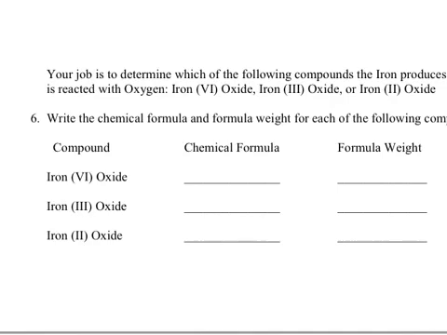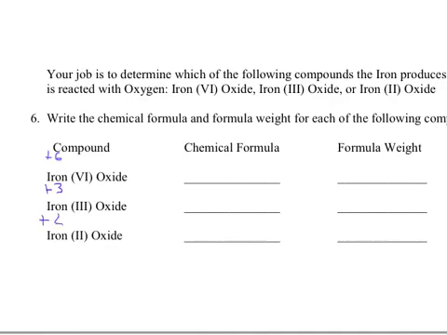These numbers do not tell me how many of these or how many of these. They are telling me the charge on this ion. So in other words, this is telling me that this iron here has a +6 charge. This one here has a +3 charge. And the last one has a +2 charge. That's what it's telling me.